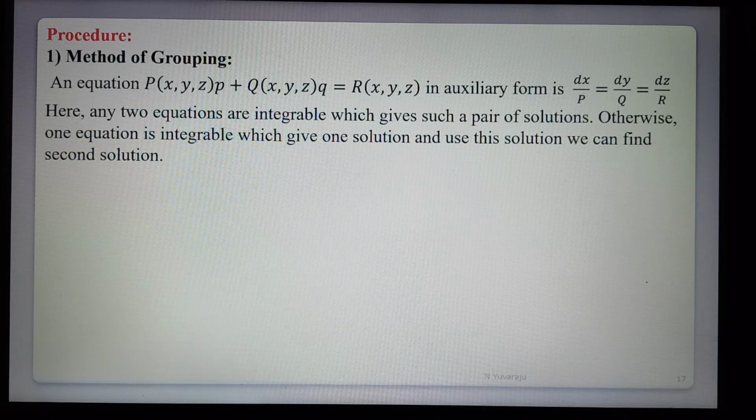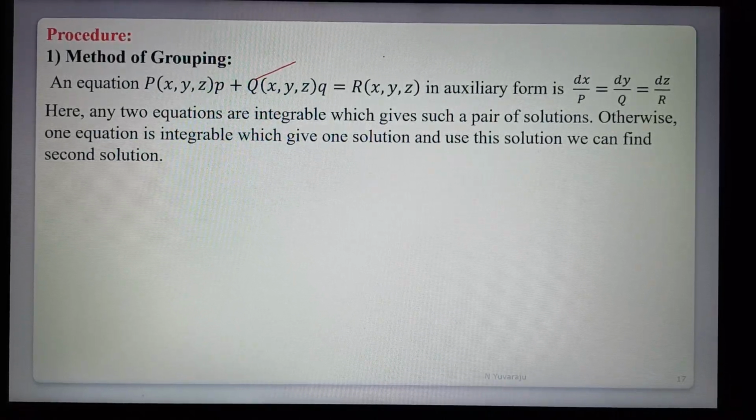See the method of grouping here. Given this Lagrange's equation, it can be written in the auxiliary form. The auxiliary form is dx by P equal to dy by Q equal to dz by R.